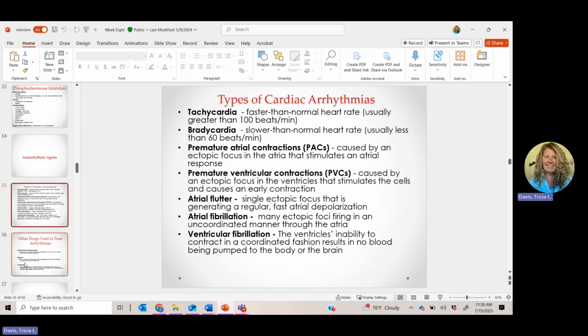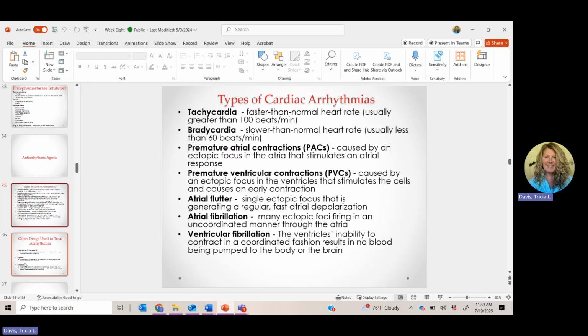This is caused by some type of ectopic focus in the atria that is stimulating an abnormal atrial response, okay? Our premature ventricular contractions, our PVCs, are also going to be that ectopic focus in the ventricles that stimulates an early contraction. A flutter is a single ectopic focus that is generating a fast, regular atrial depolarization. A fib, many ectopic foci firing in an uncoordinated manner throughout the atria.